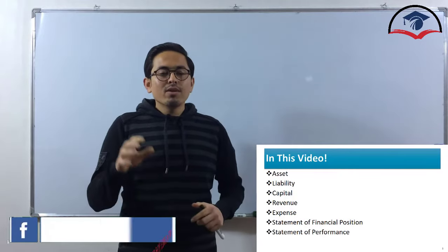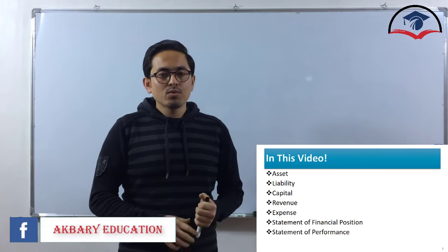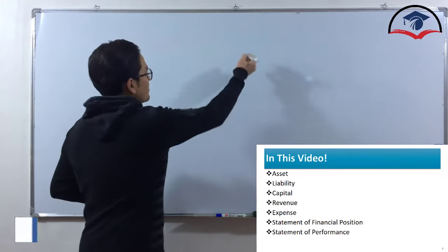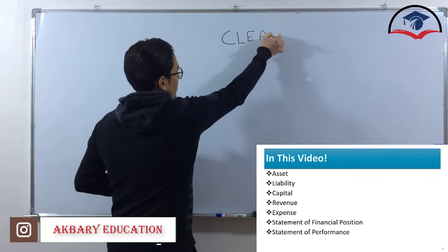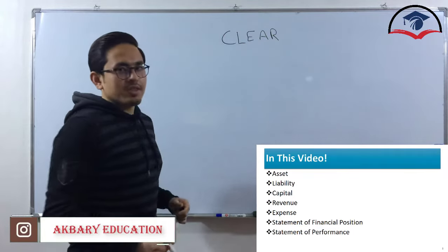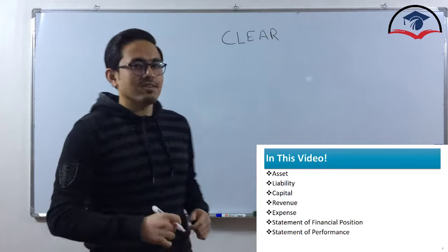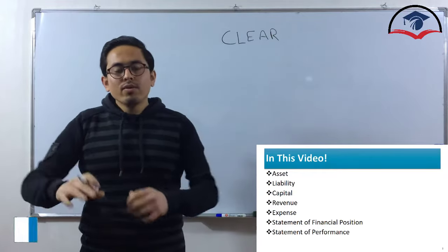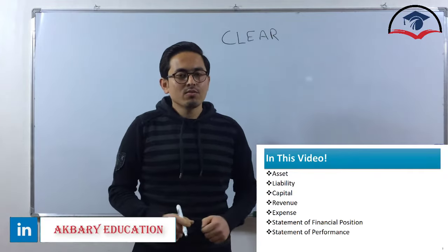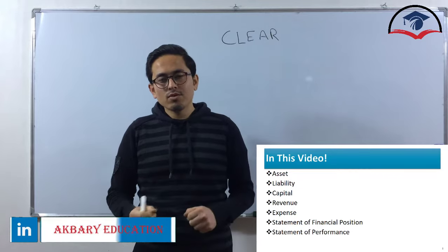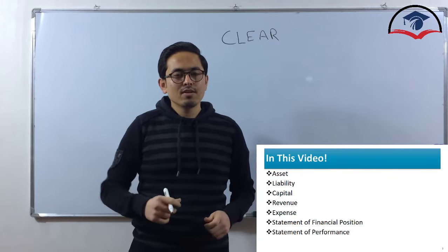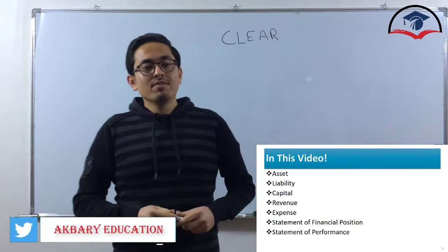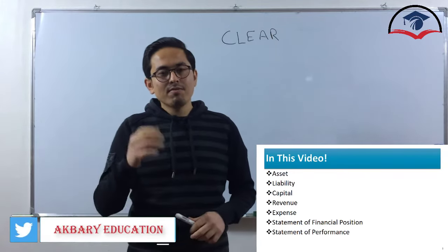First of all, we will cover the 5 elements which come from the word CLEAR: C-L-E-A-R. Capital, liability, expense, asset, and revenue. And we will come to two types of expenditure, which are capital expenditure and revenue expenditure. After that, we will cover two financial statements: the statement of financial position and the statement of performance.